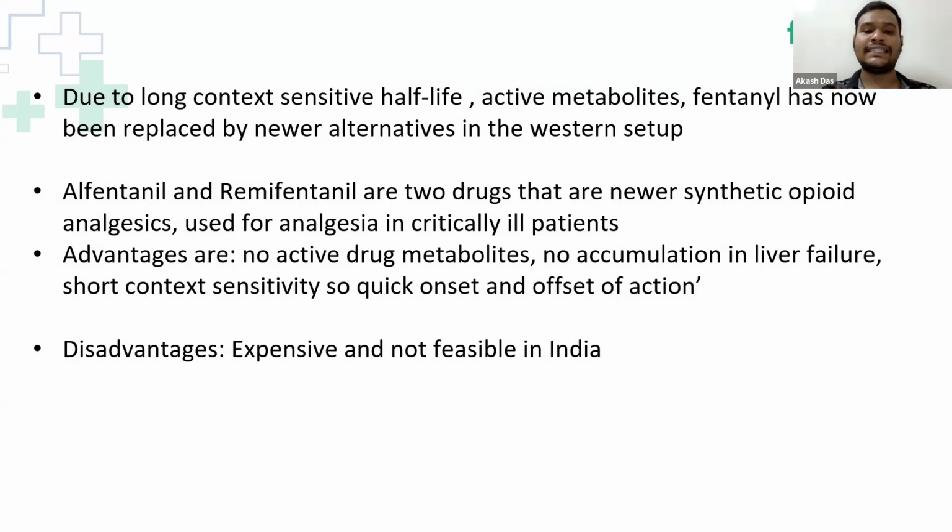Due to the long context-sensitive half-time and active metabolites, fentanyl has now been replaced by newer alternatives, especially in the Western setup. So alfentanil and remifentanil are two newer synthetic opioid analgesics used for analgesia in critically ill patients worldwide, in the West. Advantages are there are no active drug metabolites, no accumulation in liver failure, and short context sensitivity, so quick onset and offset of action is there for alfentanil and remifentanil. Disadvantage is that it is very expensive and it is not very widely or feasibly available in India for its use.